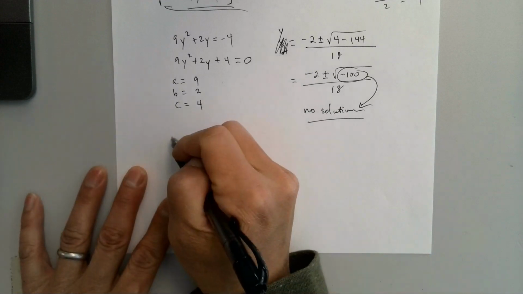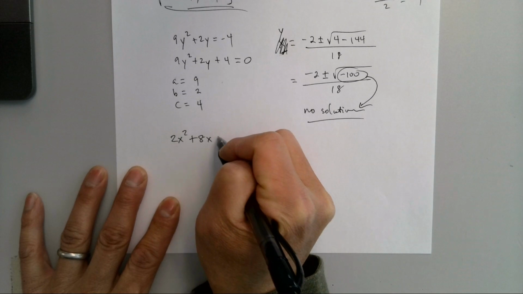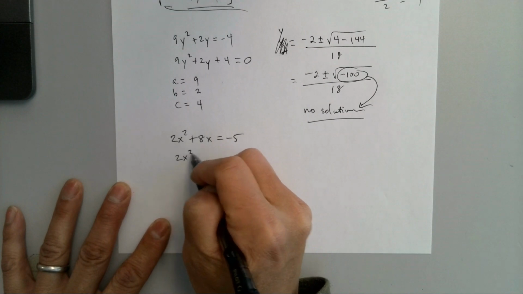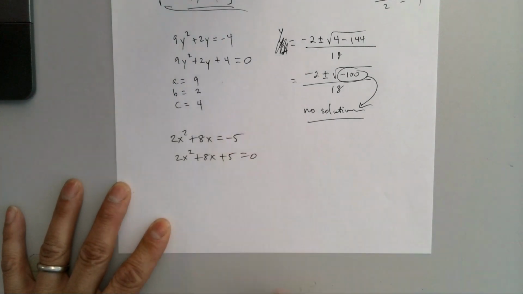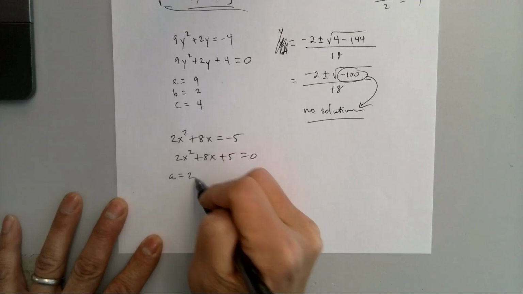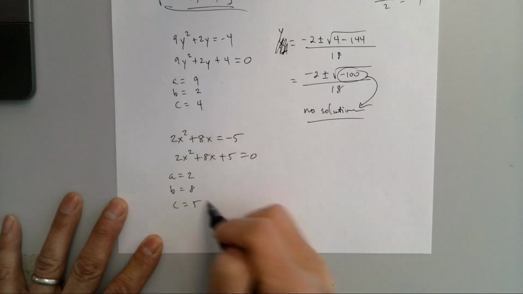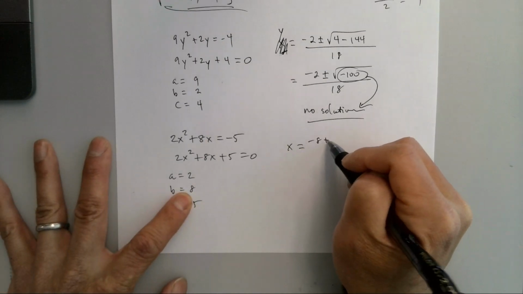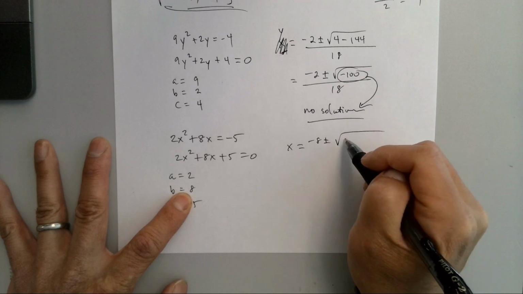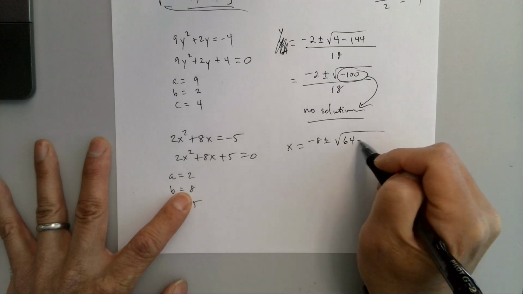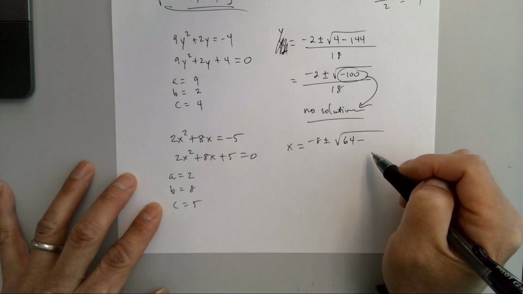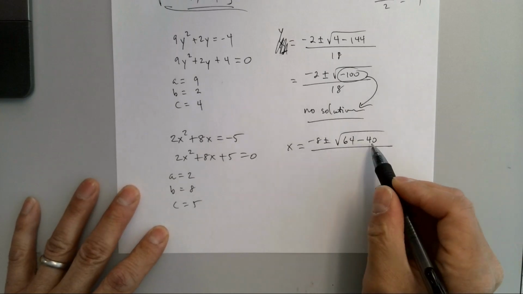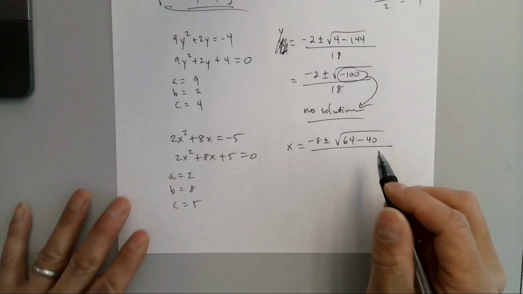Okay, let's try this one. Bringing the -5 over. Now A is 2, B is 8, C is 5. X equals -b plus or minus the square root of b squared minus 4ac, which is 40. 64 minus 40, that's positive, so I do keep going. I will get an answer this time.